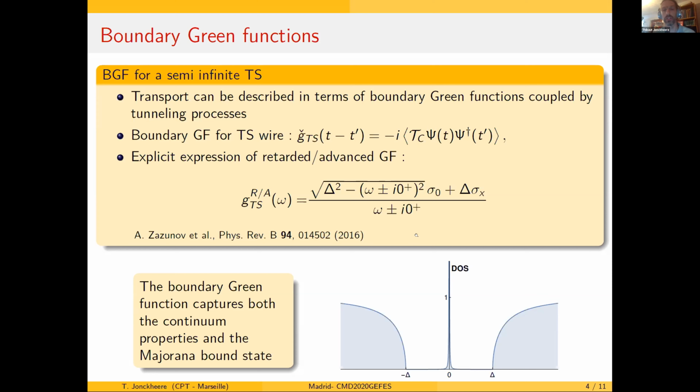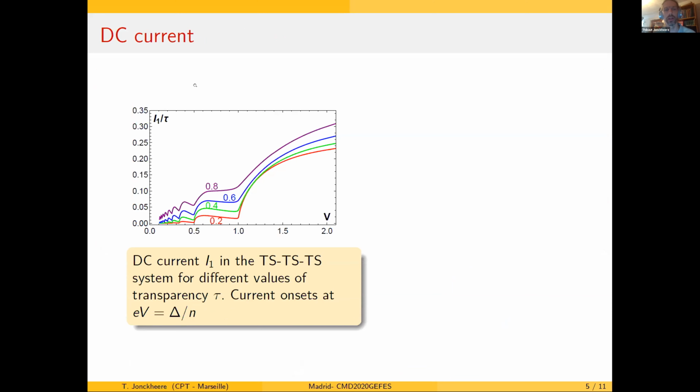And then we just use the known formalism to compute the current and noise. And let me start immediately by showing you the current. This is the current from the central nanowire to the left one, so I call it I1, scaled by the transparency of the junction, as a function of the voltage applied and for different values of transparency between the central nanowire and the two lateral ones, from 0.2 to 0.8.